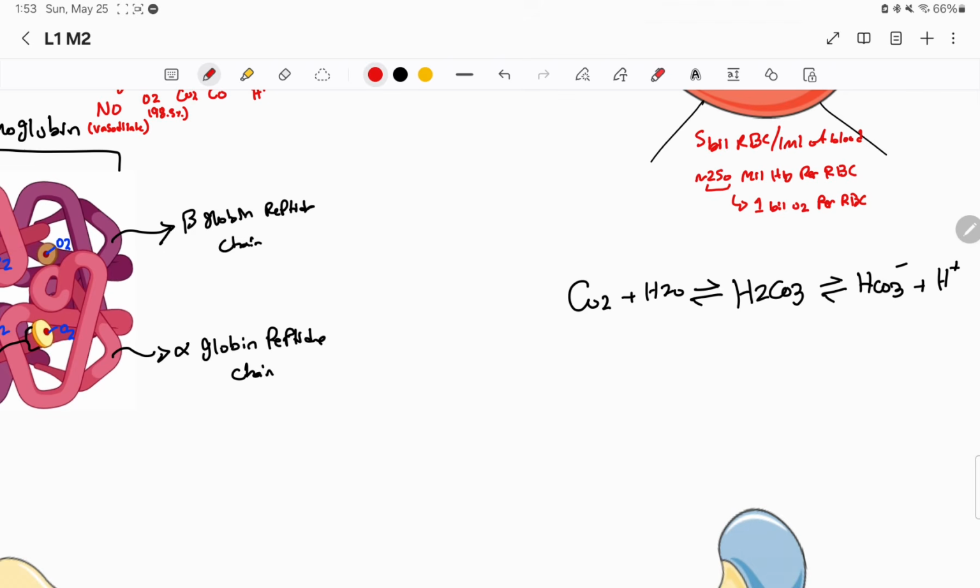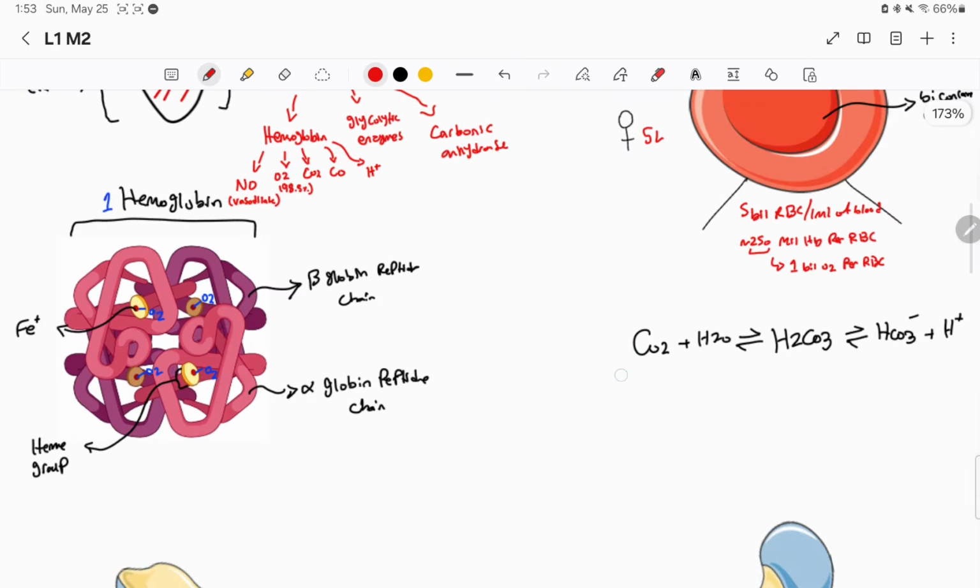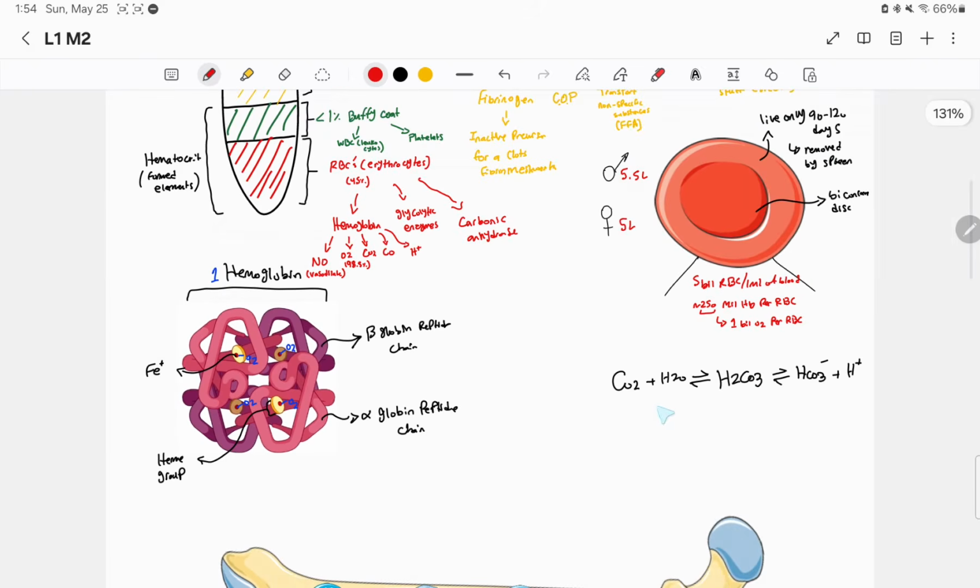Remember how I said CO2 is transported a little bit differently than oxygen? So some of the CO2 can actually be bound to hemoglobin. The other parts of the CO2 actually go through this reaction. So where does CO2 get produced? It gets produced at the tissues, right? It's a metabolic waste product, and we have to get it into the red blood cell, or the blood actually, and then transfer it all the way to the lungs so that we can breathe it out.